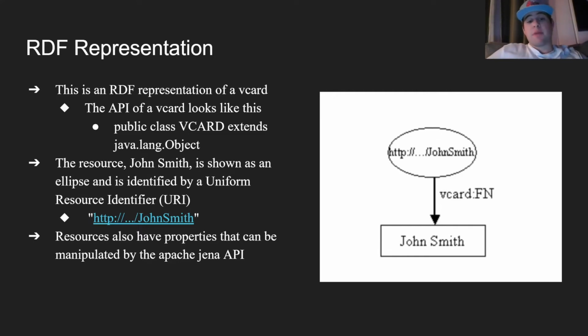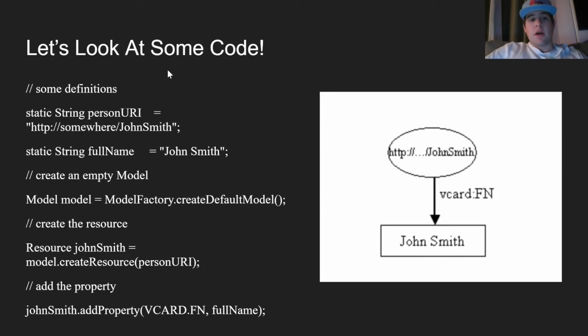And these resources, the ellipses, have properties that can be manipulated by the Apache Jena API and be added to and given attributes, just like in SQL, how we give attributes to different entity types. So now let's keep expanding our knowledge about RDFs and how Apache Jena uses them. Let's look at some code about how we actually create this model in Apache Jena.